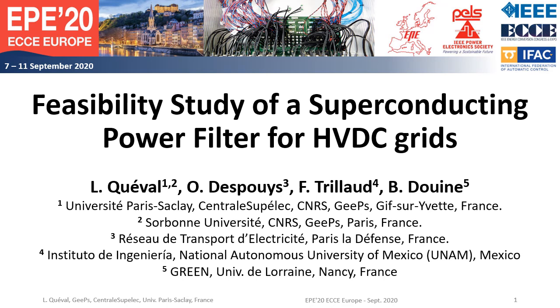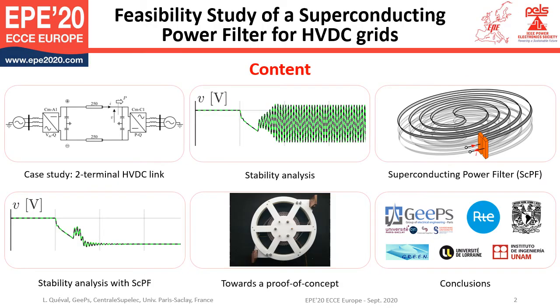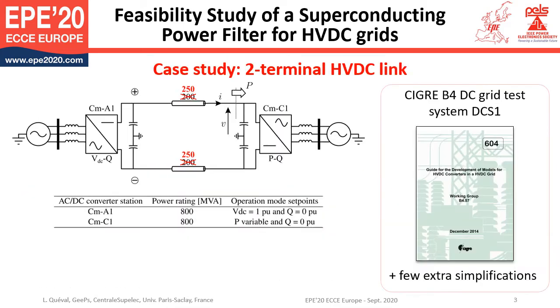In this presentation, we will introduce a new device called a superconducting power filter. We will study its applicability to high-voltage direct current grids. We consider a two-terminal 800 MW HVDC link.